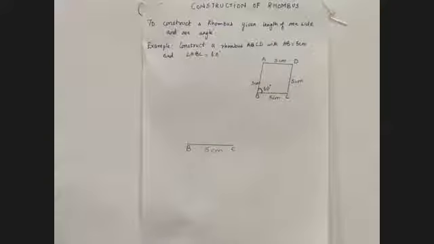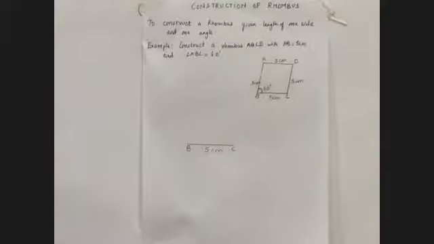Now we are going to learn the construction of rhombus and square in this video. First, we will start with the construction of rhombus. Now in rhombus, we have three different conditions. The first condition is to construct a rhombus given length of one side and one angle. Now all this construction we have already done in general. We are just applying it with the different special quadrilaterals.